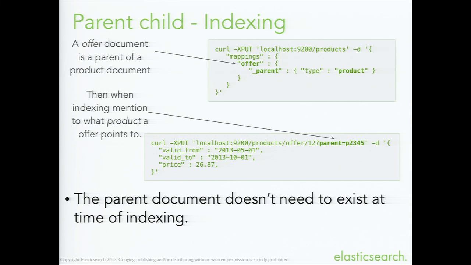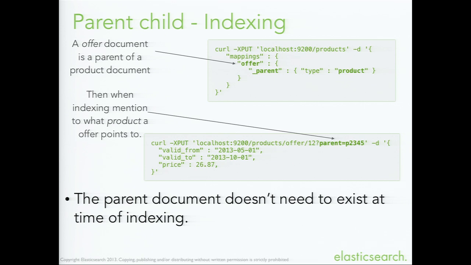So how do you use it? Here above is an example of how to create an index. This is how you create an index in ElasticSearch, just a REST endpoint. In this case, we're creating a products index, and we also associate a mapping with the index creation. So we create a mapping for the type offer, and we say here that type offer points to type product.